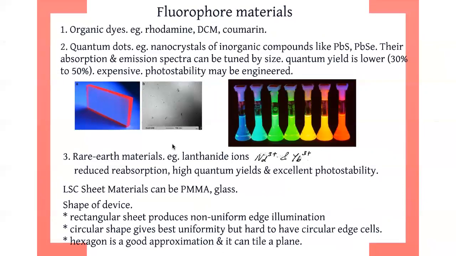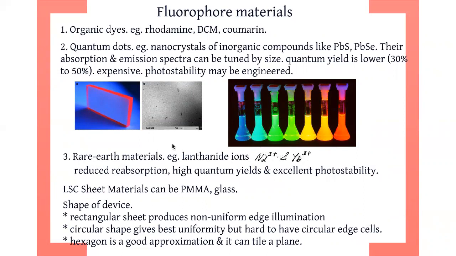Number two is what I call quantum dots. Quantum dots have the advantage that they are very, very stable compared to organic molecules. They can exist for years under sunlight with no degradation at all, if they're properly synthesized. What are quantum dots? They're very, very small particles. They can be spheres, but they don't have to be spheres. You can think about them as nanocrystals, primarily of inorganic compounds like lead sulfide, lead selenide. Their absorption and emission spectra can be tuned not only by the material property, but also by the size.